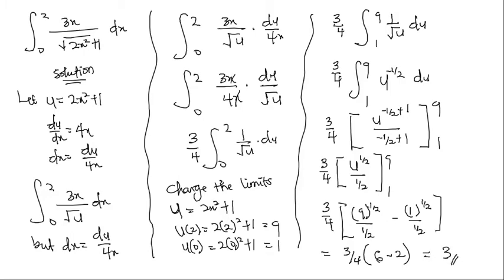3. So it means if I integrate the definite integral from 0 to 2 of the function 3x over the root of 2x squared plus 1 dx, the answer I get for this is 3. Alright, let's have a look at another example so that we further understand what we are talking about.